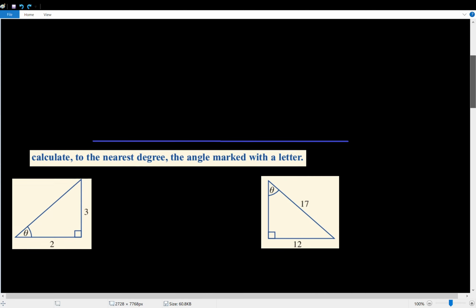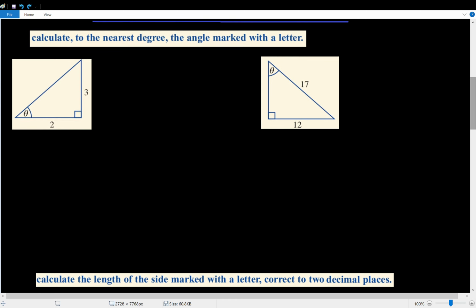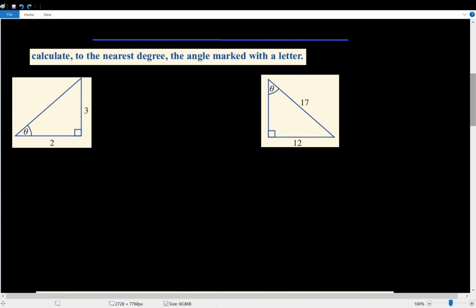So for each of the questions that you're given for this, you just need to know which of the ratios you need to choose and then work from there. Let's look at a couple of examples of this. So with these two here, we have to calculate to the nearest degree the angle marked with a letter. So in the first one, we've got our angle theta, and we've been given the length of the side that is opposite to it and the side that is adjacent to it.